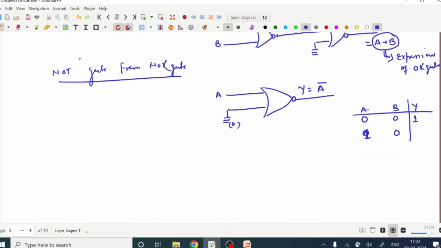So here this is 0. This is nothing but here input A, y is equal to A complement means 1. Here input A is equal to 1, this is 0, which means that is A complement. So this means here y is written as A complement. In this way we convert a NOT gate from a NOR gate.